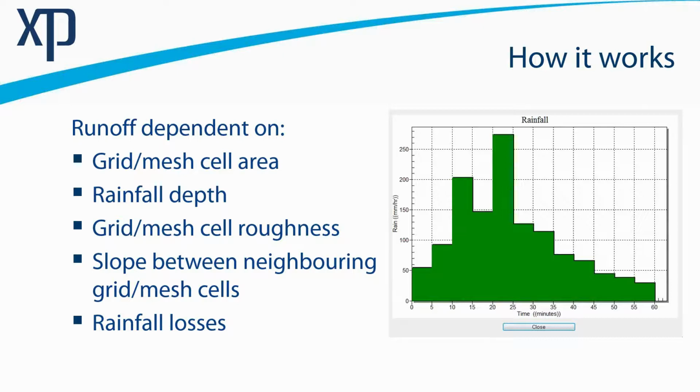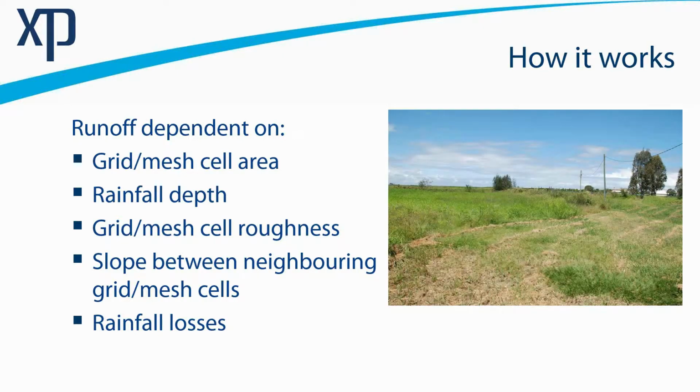The cell roughness is something we'll talk about more in this webinar, but it's very, very important. As you can imagine, if you're having rain onto a heavily vegetated grassland, literally your flow might only be a few millimeters deep, and how the water moves between those cells is very dependent on how you decide to specify the roughness of those cells.